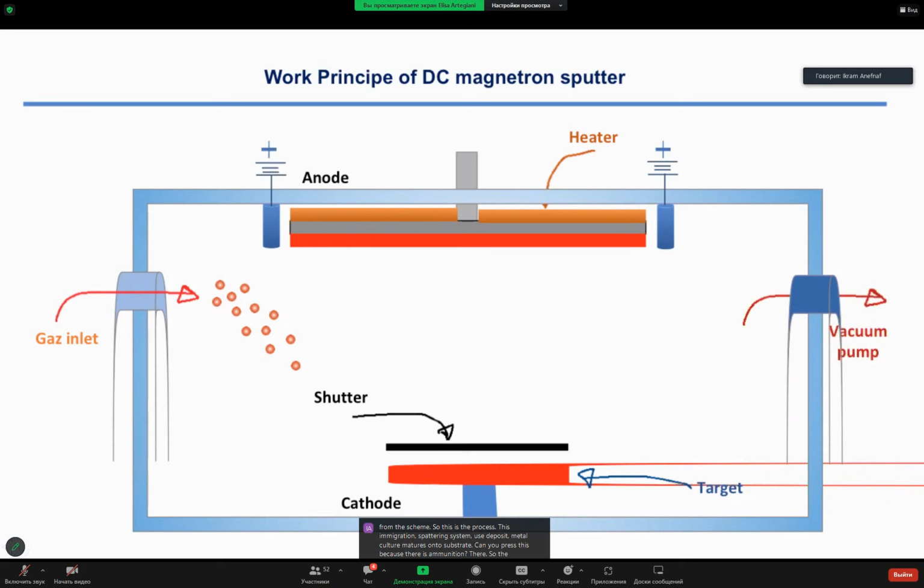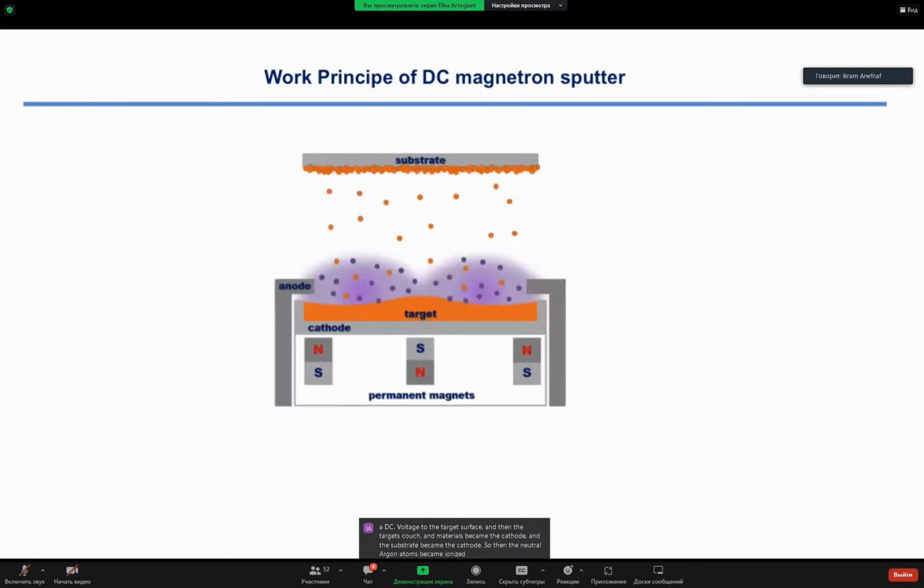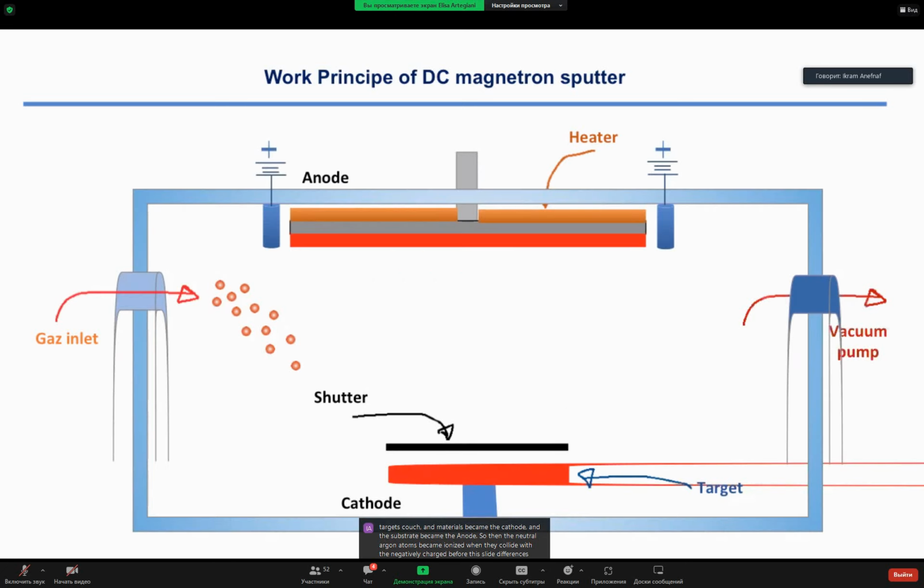So firstly, the chamber fills with the inert process gas ions, such as argon ions, and then the system applies a DC voltage to the target surface. Then the target coating material becomes the cathode and the substrate becomes the anode. Sorry, I think there is a problem in the animation, because I made the animation to explain that, but I will try to explain it.